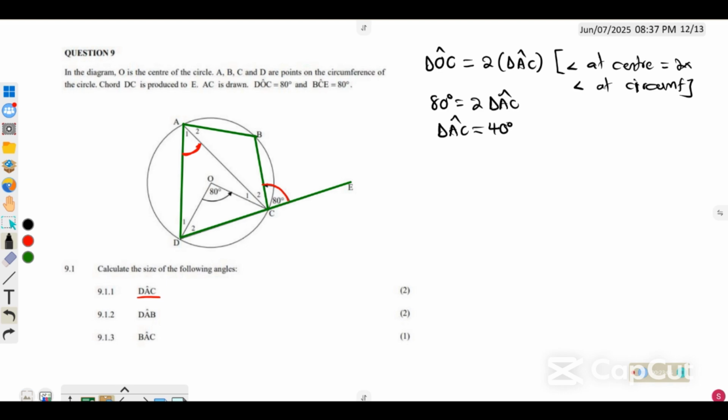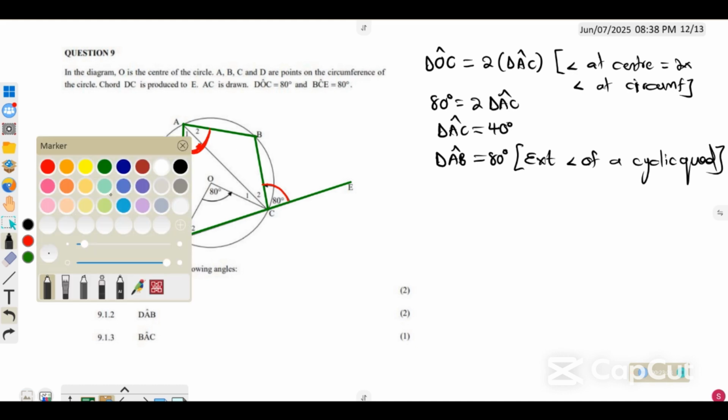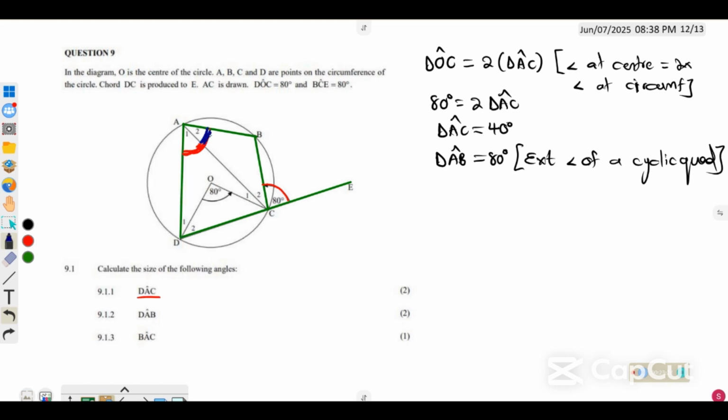Right, DAB. Where's DAB? DAB is the whole of that angle. Now, we've already found this one. Remember, we said DAB will be equal to the angle outside, which is 80 degrees. And this is the exterior angle of a cyclic quad. Okay, and here, what is BAC? Where's B? BAC. They want you to find A2. Basically, you are looking for A2. So this should be easy stuff.